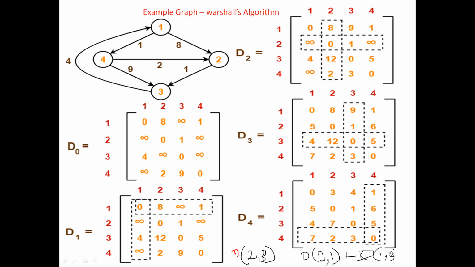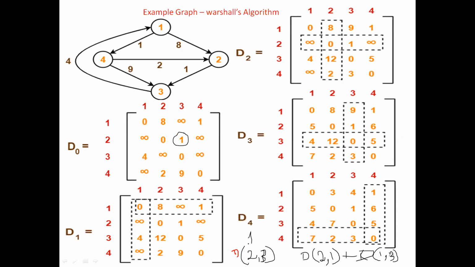I hope you understand this one. Nothing but I'm including 1 in between 2 and 3. So it becomes D of 2, 1 plus D of 1, 3. That's all. Now I am going to update D of 2, 3. I'll look for the initial distance matrix, so I want to fill this matrix. I'll look at the previous distance matrix. What is 2, 3? It is 1.